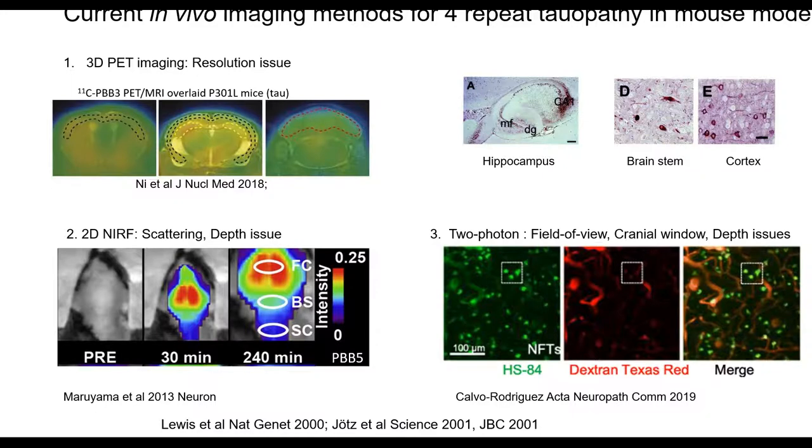So near-infrared imaging has also been possible using PBB5. This is also the compound we are going to use in our study. Two-photon imaging has also been developed, such as using the compound HS-84, and enables high-resolution monitoring of the growth of tau. As the tau aggregates mainly start in the hippocampus, photoacoustic imaging provides a unique advantage for deep brain region detection of tau imaging.